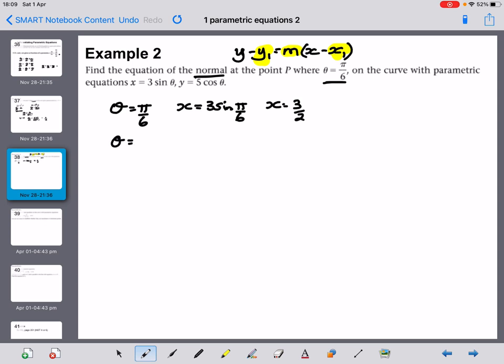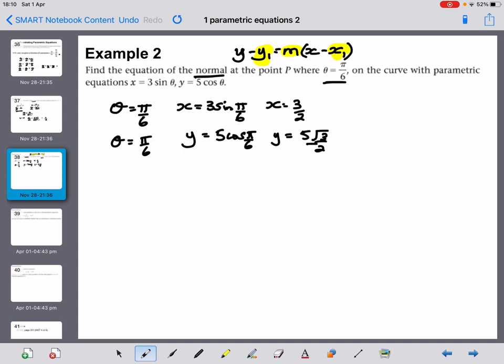At theta equals pi on 6, y equals 5 cos pi on 6. Cos of pi on 6 is root 3 over 2, so y is 5 root 3 over 2. Okay, so that's just substituting the value of the parameter into each parametric equation. So we know the x and the y values now. Okay, now we need to know the gradient.